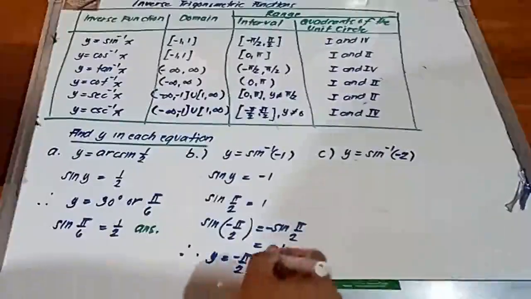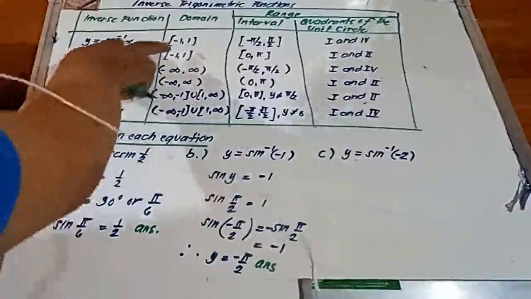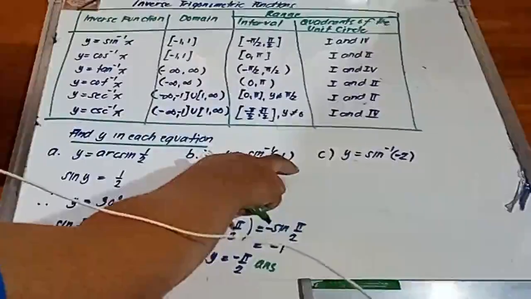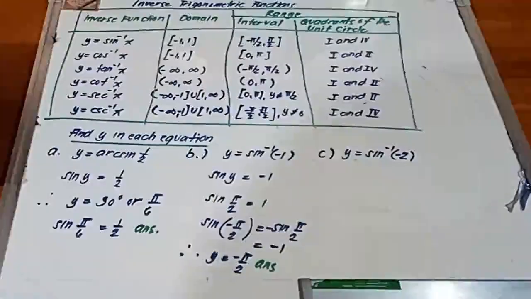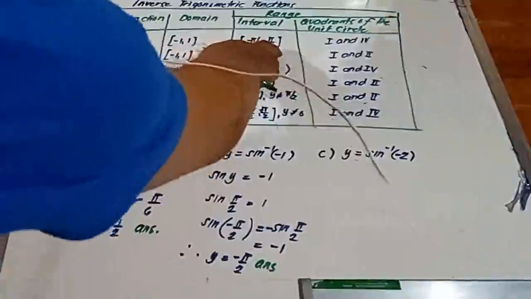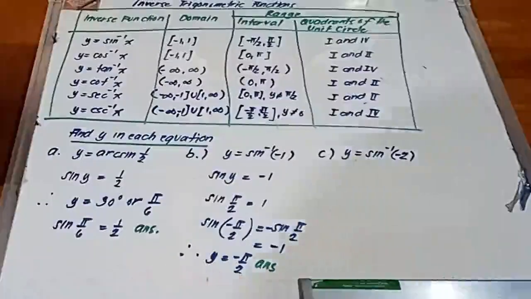So, therefore, our answer is y equal to -pi over 2. Now, sasagutin natin, nasa domain ba siya ng ating inverse sine function? Yes. -1 is included sa domain ng ating inverse sine function. And nasa range ba siya? Yes. Within -pi over 2 to pi over 2. So, therefore, our answer is correct. How about letter C?